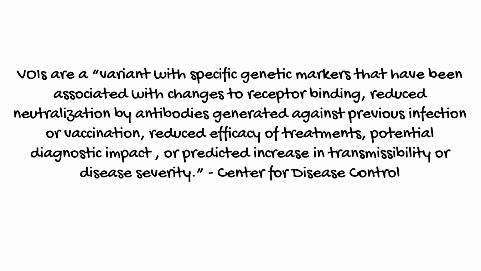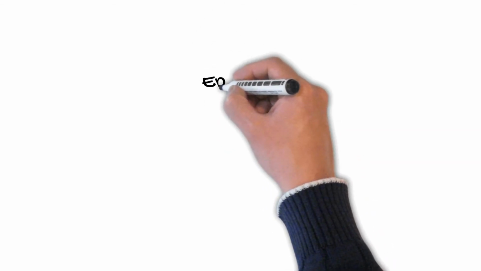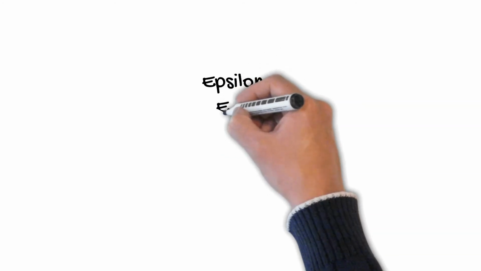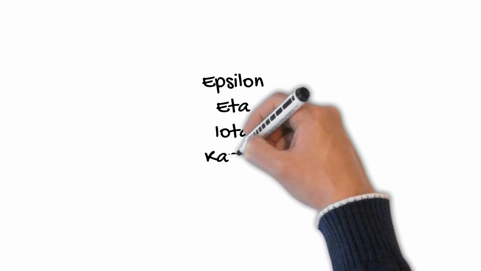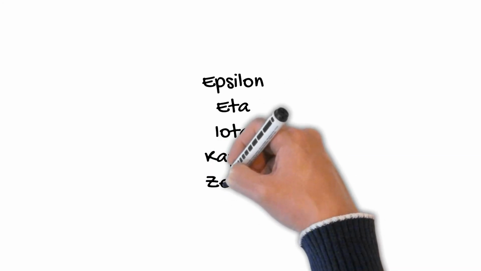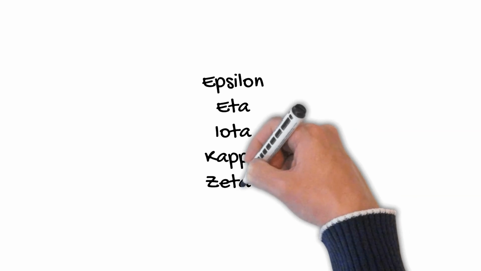Okay, so the following variants of interest carry this new WHO variant label that we discussed in our year in review video, remember that? The variants of interest at the time of this recording, which is mid-July, are epsilon, eta, iota, kappa, and zeta. So there's 1, 2, 3, 4, 5 variants of interest right now.